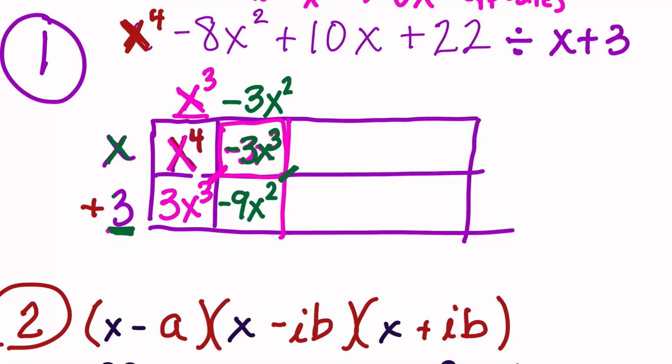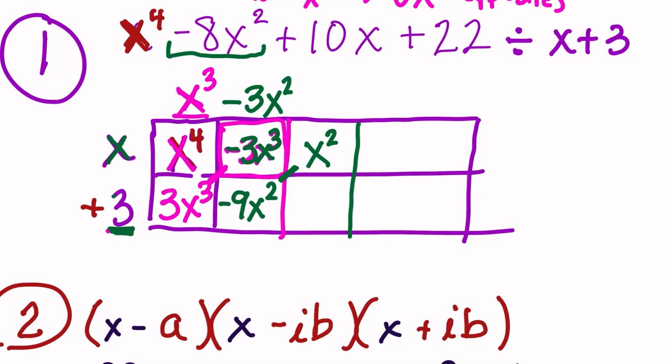Now we're going to finish the term. The term that we're aiming for is negative 8x squared. We have negative 9x squared, but we want negative 8x squared. So we would have to add on one more x squared in order to complete that, to make that finalized, right? So that was that part.